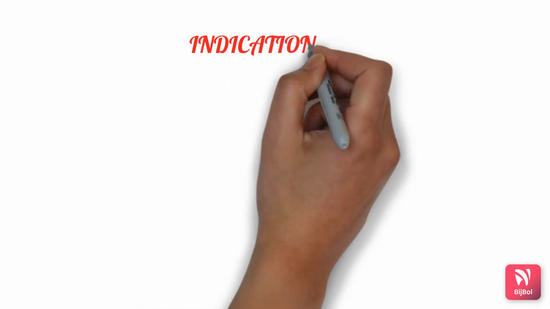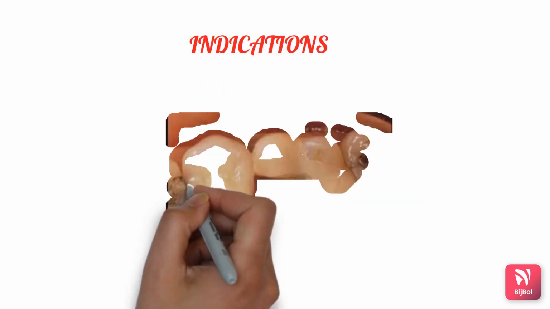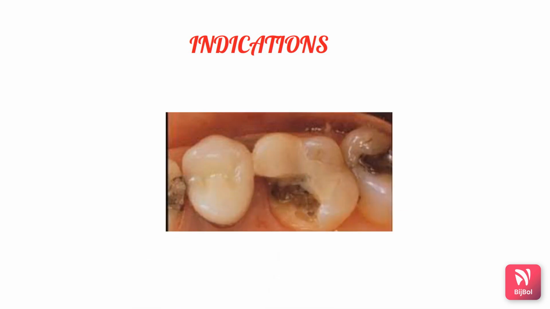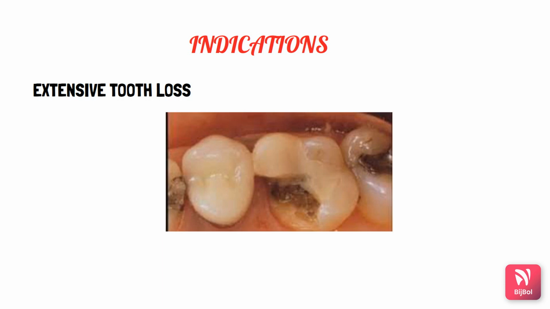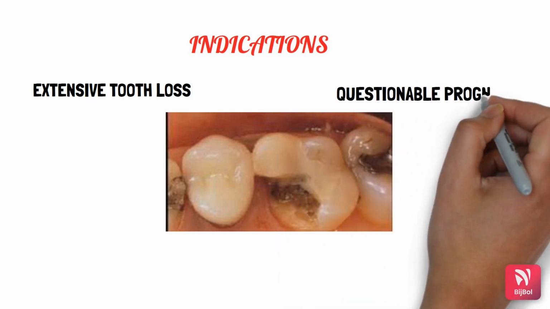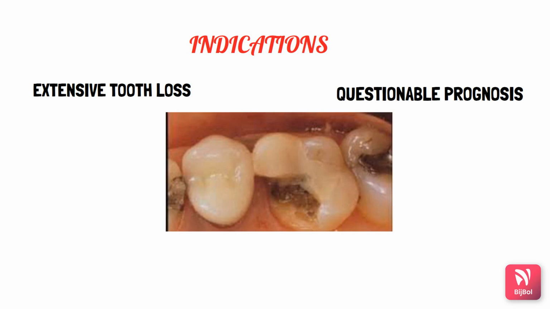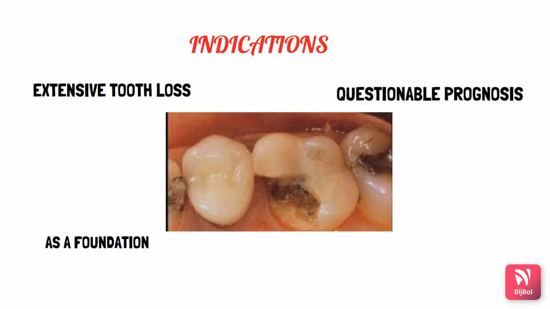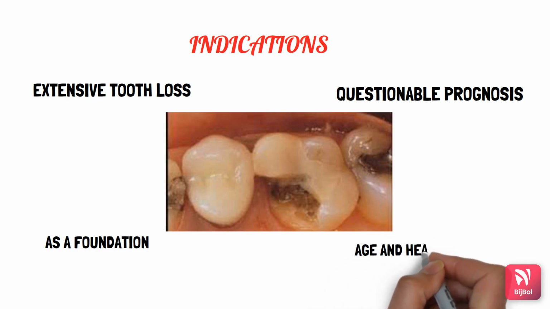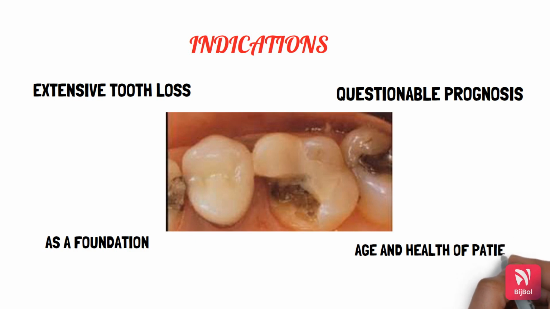If we see the indications for the pin amalgams, the complex situations like extensive tooth loss, cuspal damage, and the tooth which has a questionable prognosis, with a grossly destroyed tooth, and has a foundation for the indirect restorations like inlays and onlays or the crowns. The age of the patient is also considered. As for the geriatric and debilitated patients, the pin amalgams are the preferred choice over the cast restorations.